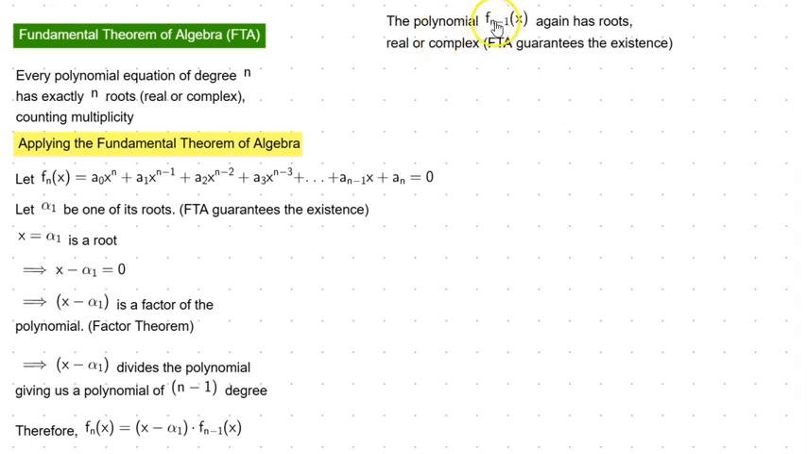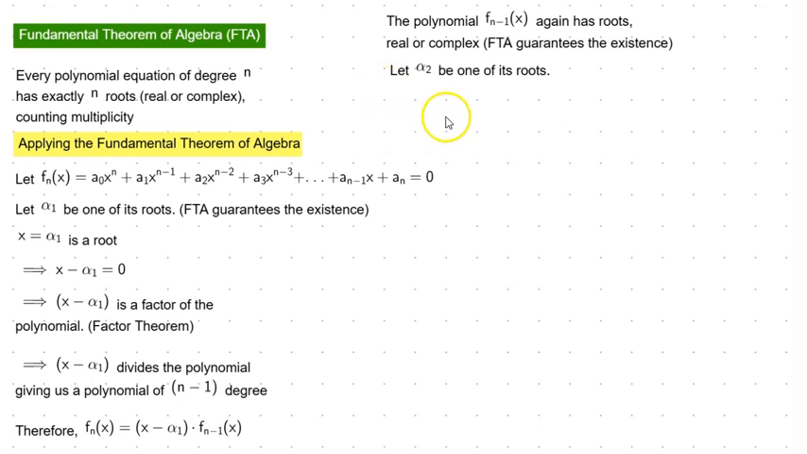Polynomial f_(n-1)(x) again has roots, real or complex. How do we know that? Because FTA guarantees the existence. FTA means fundamental theorem of algebra. Now, let alpha 2 be one of its roots, because FTA has already guaranteed that roots exist. How many roots? n minus 1 roots, real or complex, counting multiplicity.